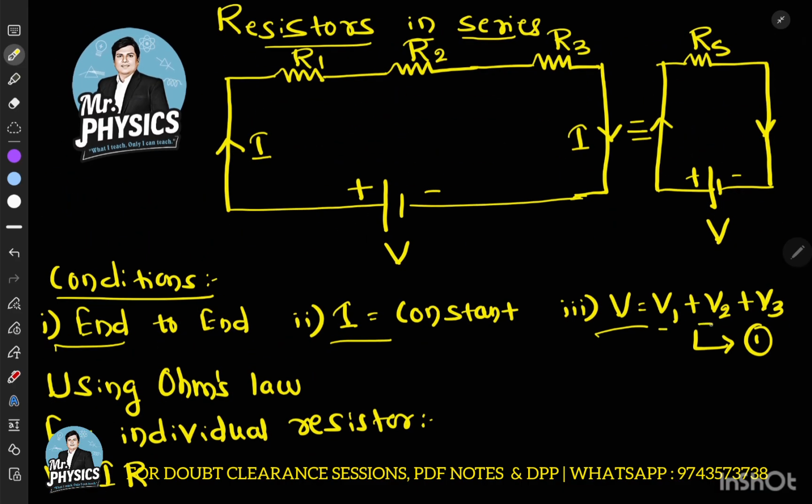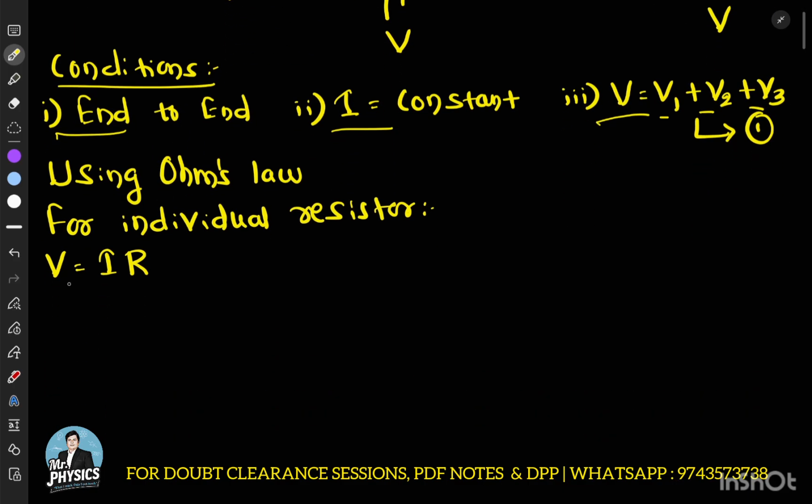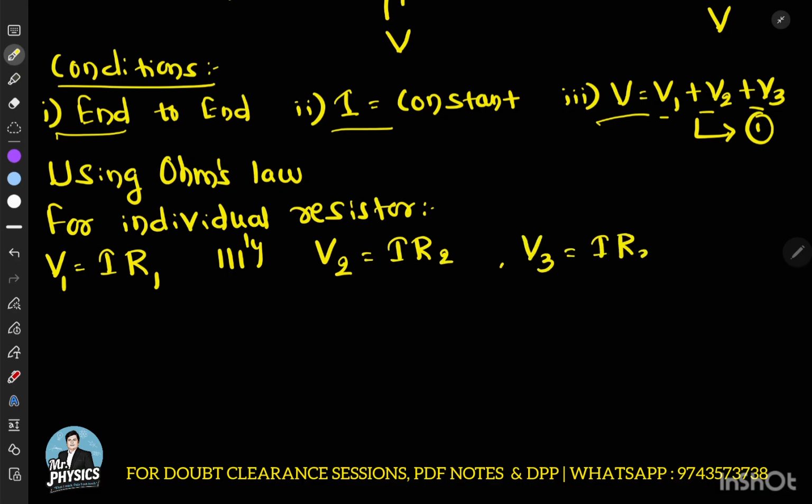V1, V2, V3 are the potentials across individual resistors. Observe this part of the circuit: this is one resistor, so V1, R1 and the current is I, which is a constant. Similarly we can write for the second resistor V2 equal to IR2 and V3 equal to IR3.